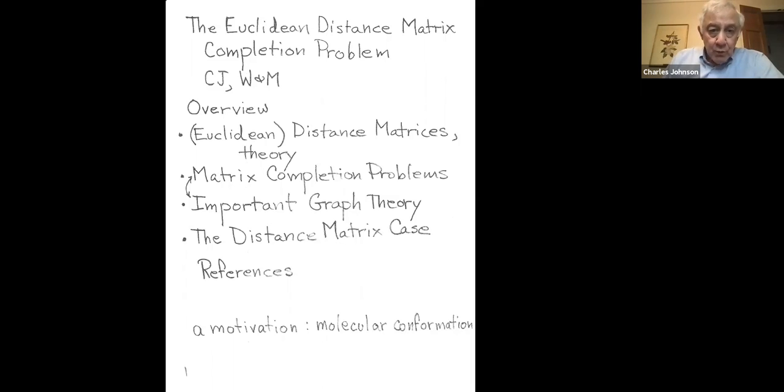So I'm going to talk a bit about distance matrices, just the theory of them, and then talk about the necessary background. I made a slight change in the order here. I think I'll first talk about the necessary graph theory and then about completion problems in general before getting to the punchline, which is what I know in the distance matrix case. And then I'll give some references at the end.